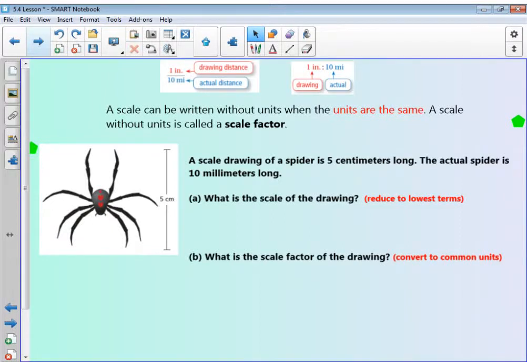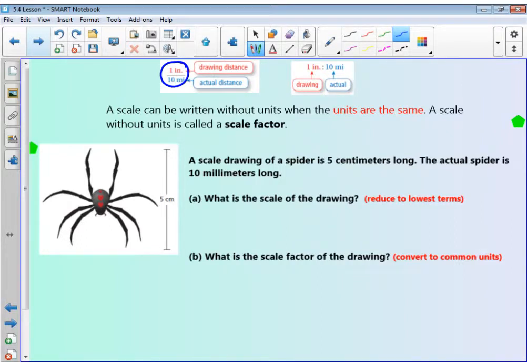We're going to continue working this, but we're also going to talk about scale factor. So it says a scale can be written without units, so those labels of inches or miles or centimeters. It can be written without units when the units are in the same format. So for example, this cannot be written as a scale factor. This is a scale. Notice we have inches and miles, but in order for us to write it out as a scale factor, they would have to have the same units.